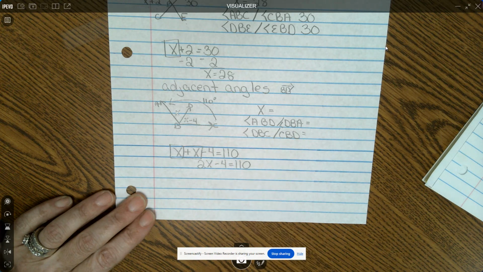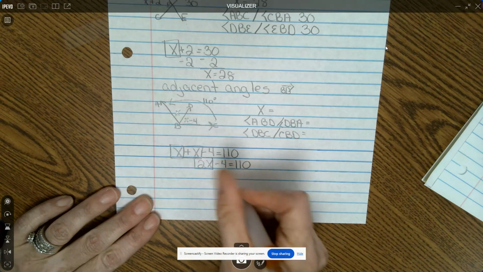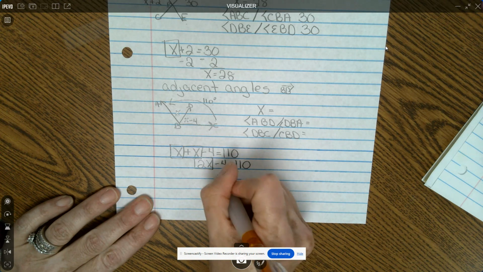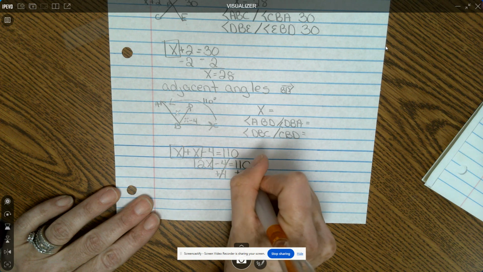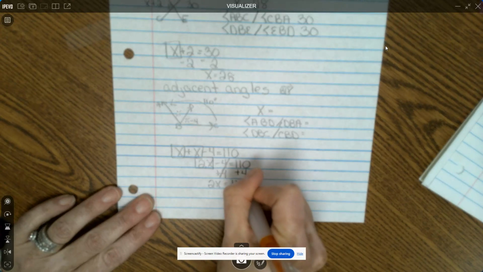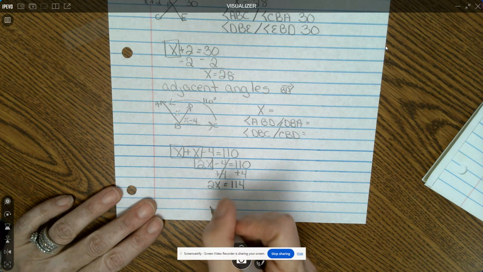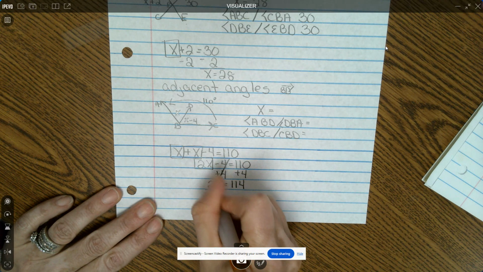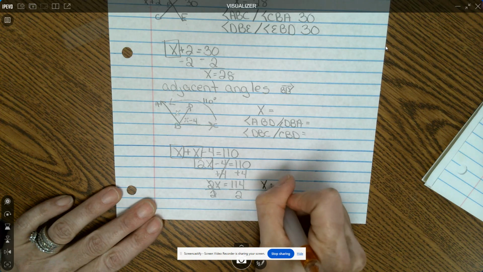All right, what do I do now? Square up the variable. It's the opposite of minus 4. And if I do it to one side, I have to do it to the other, so I rewrite my equation. 2x equals 114. From here, what do I do? If I divide by 2 on one side, what do I have to do to the other? So x equals what?